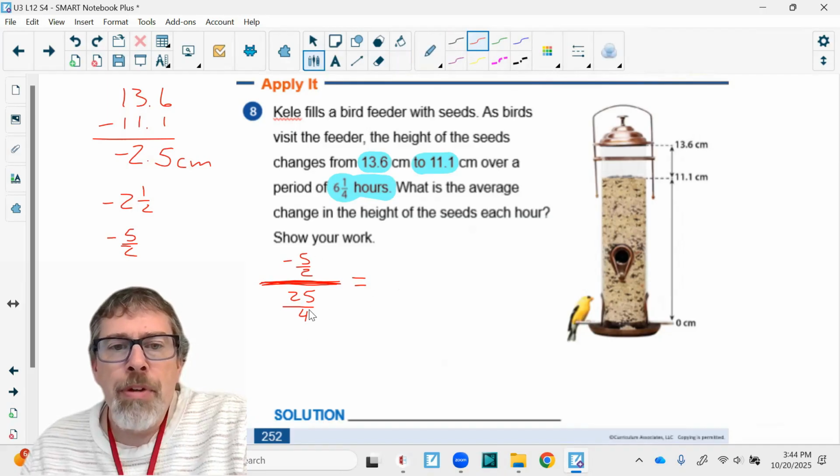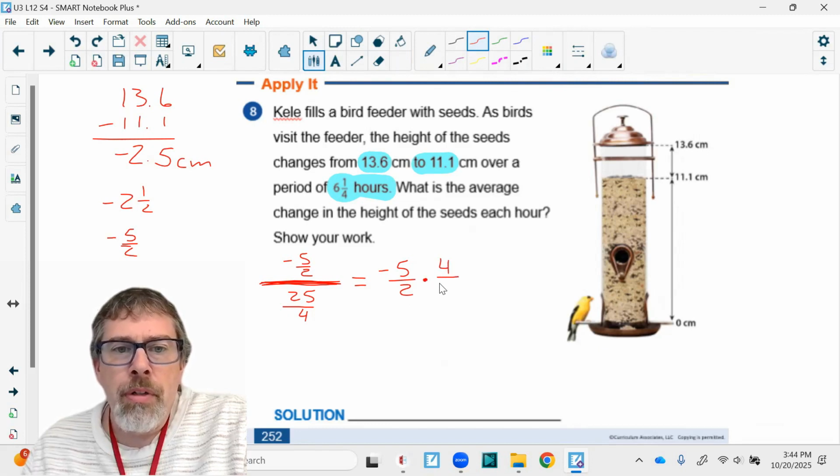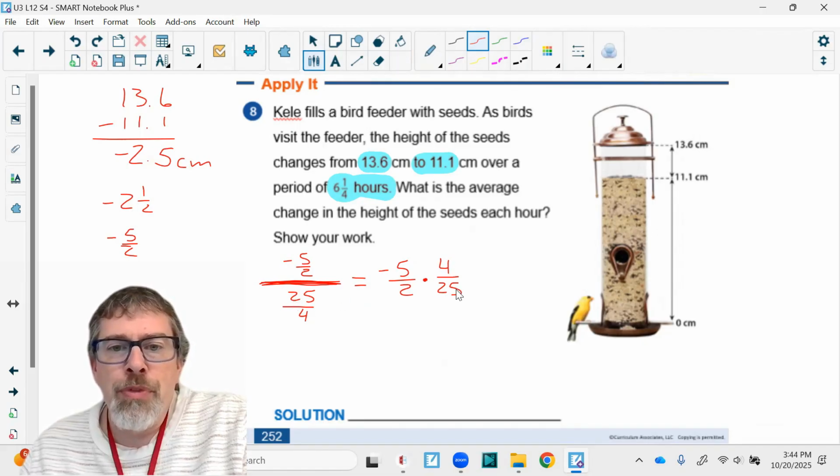I'm dividing a fraction by a fraction, which means you keep the first term, change to multiplication, and take the reciprocal of what you're dividing by. 25/4 becomes 4/25, and we multiply. By the way, we can cancel first so the numbers don't get so large. 5 will go into 5 once, 5 will go into 25 5 times. 2 will go into 2 once, 2 will go into 4 twice. Now I have negative 1 times 2, which is negative 2, over 1 times 5, which is 5. So it's dropping 2/5 of a centimeter per hour.